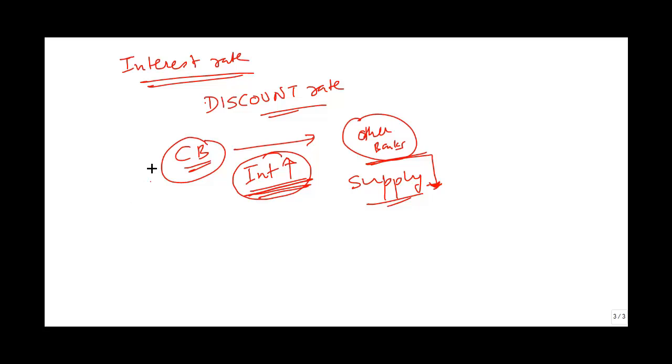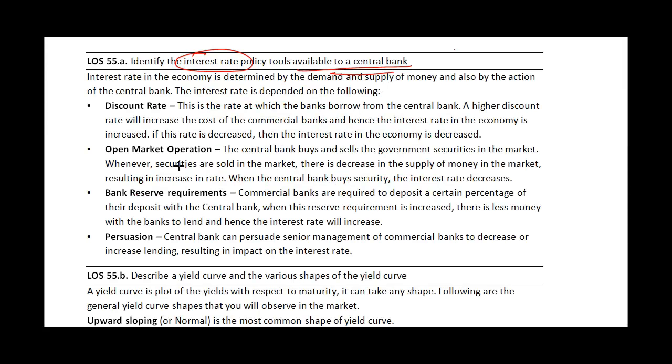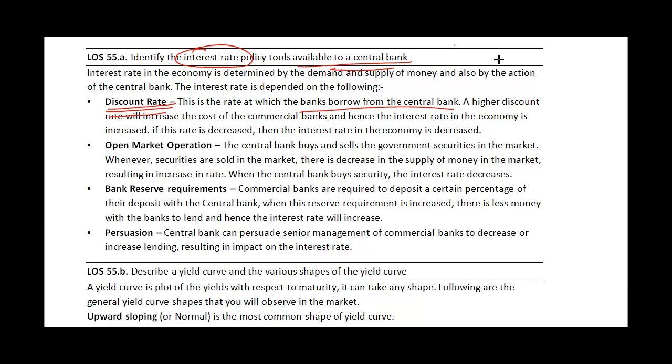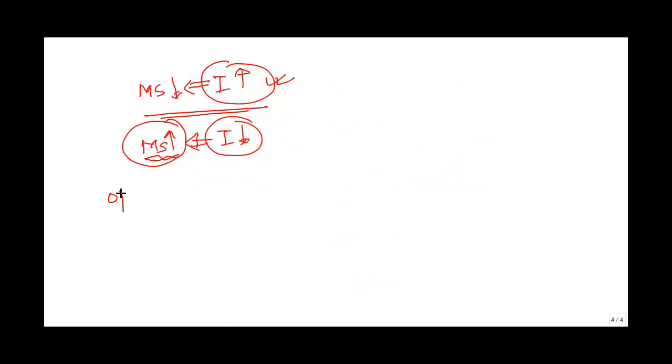Whenever the central bank thinks that the supply of money has increased, it would try to decrease the supply by increasing the interest rate, and this is what is referred to here as the discount rate. A higher discount rate would increase the cost for the commercial bank. As a result, supply would decrease, right? So the interest rate policy tools available to the central bank: one is the discount rate. Then there is one more, which is called open market operation.